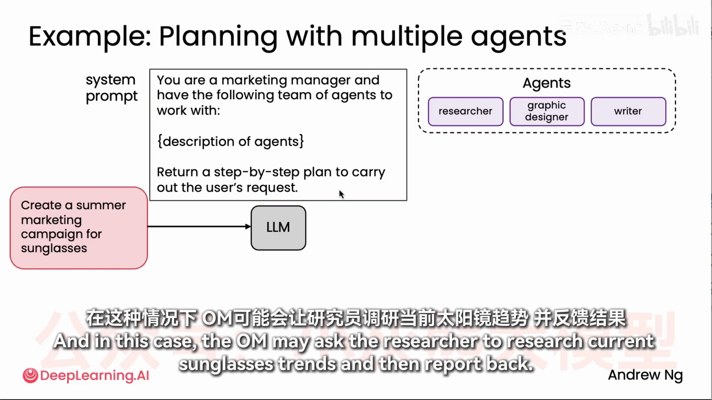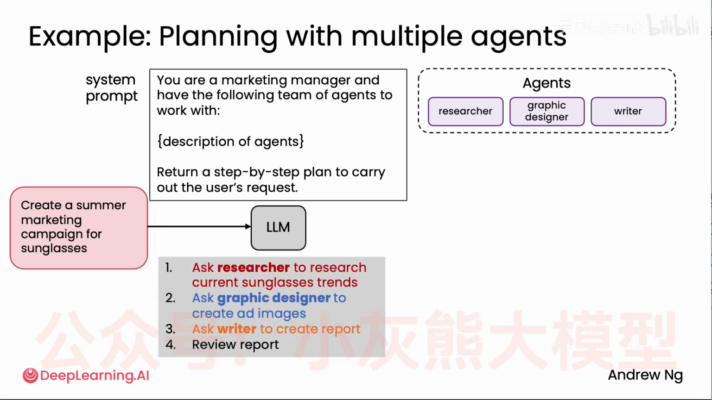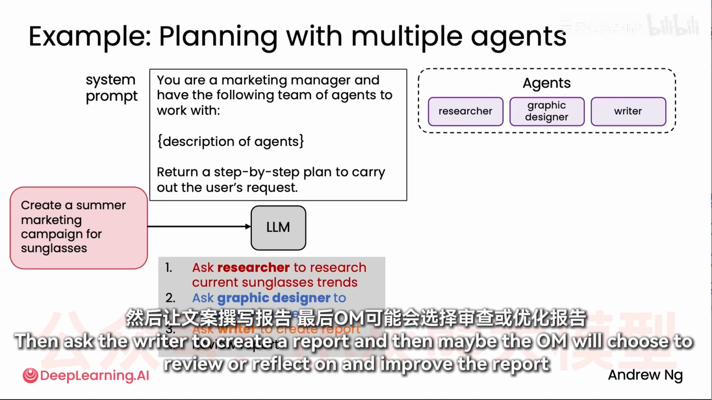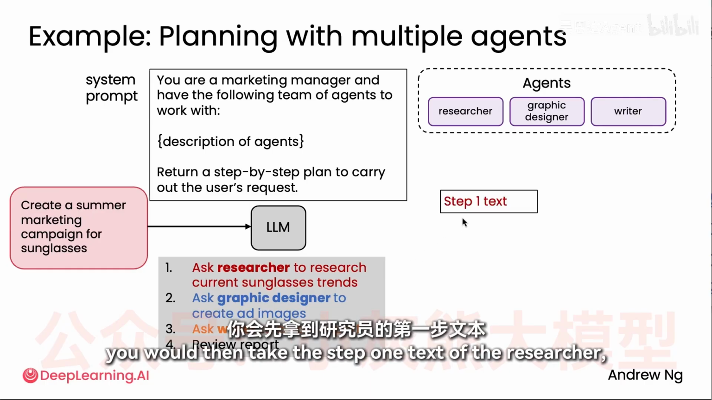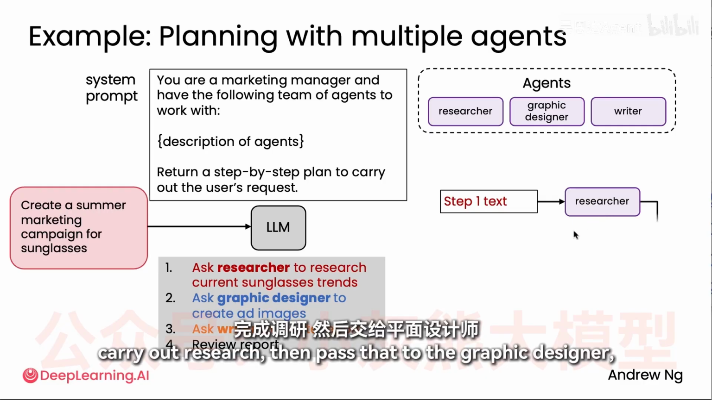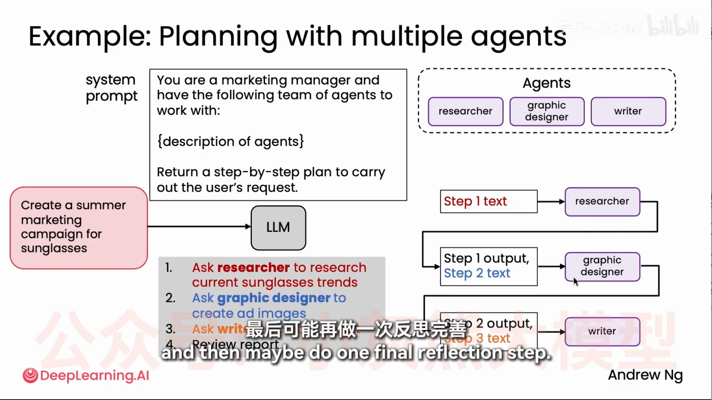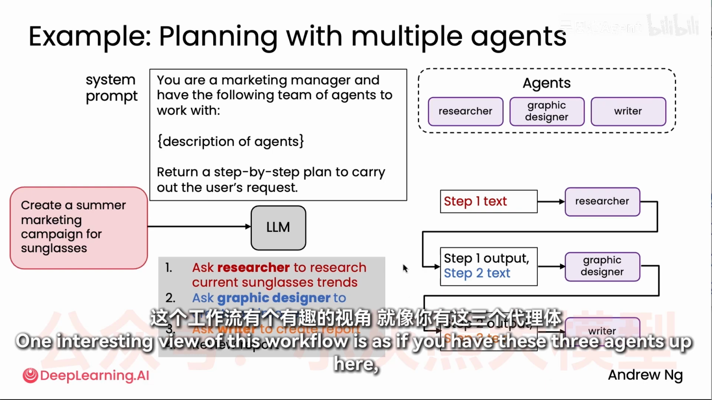And in this case, the LLM may ask the researcher to research current sunglasses trends and then report back. Then it'll ask the graphic designer to create the images and then report back. Then ask the writer to create a report. And then maybe the LLM will choose to review or reflect on and improve the report one final time. In executing this plan, you would then take the step one text of the researcher, carry out research, then pass that to the graphic designer, pass it to the writer, and then maybe do one final reflection step, and then you'd be done.